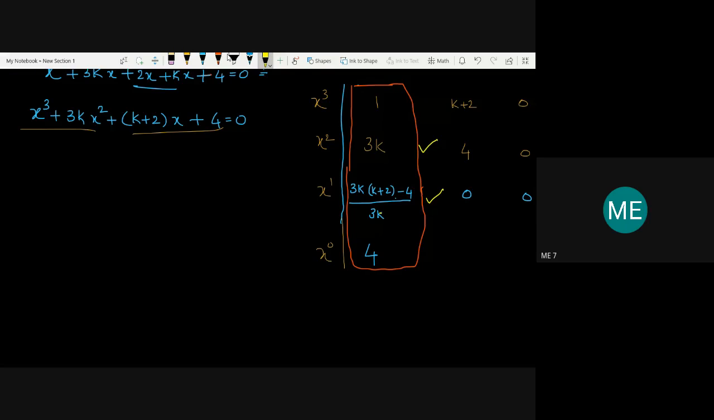So what are the two things I can write here? Two conditions. One is 3k is greater than 0, and also 3k into k plus 2 minus 4 divided by 3k also should be greater than 0. Then only we can say the system is stable. So from this equation, I can get k is greater than 0. And from this equation, if I send this 3k to this side, then I'll be getting 3k square plus 6k minus 4 greater than 0.